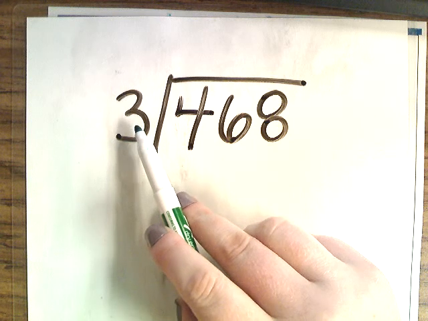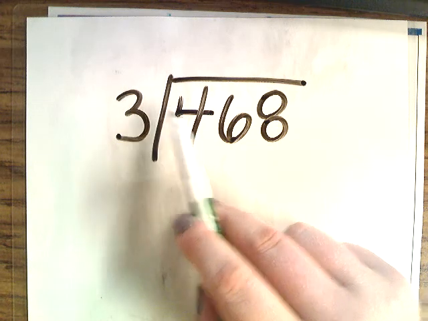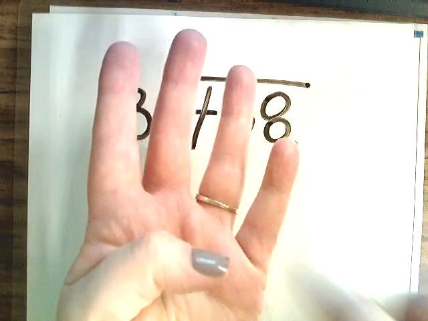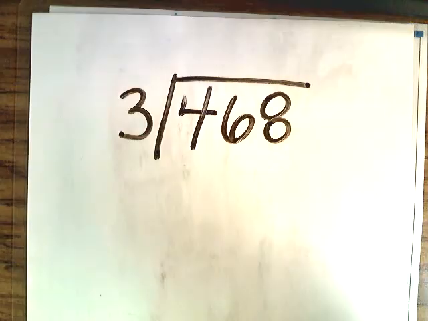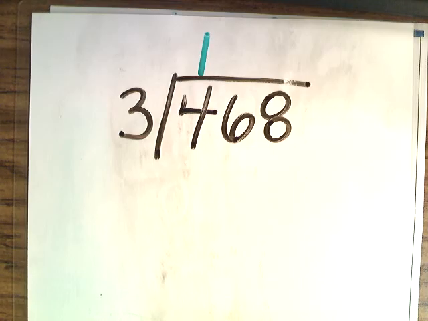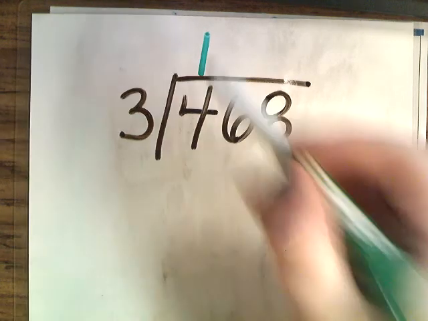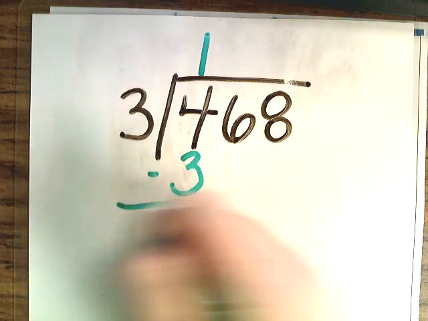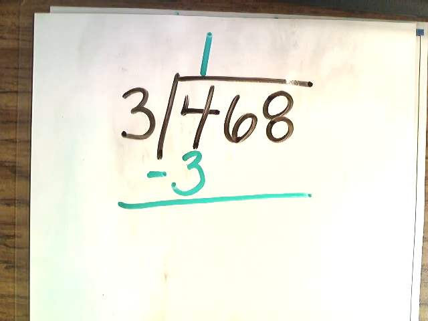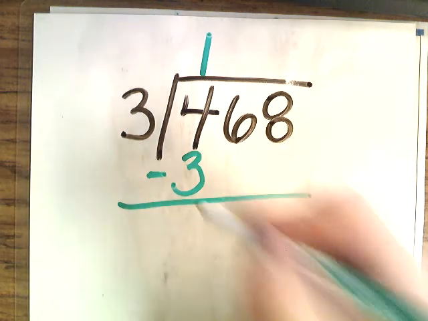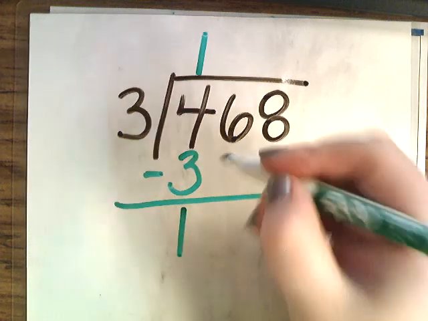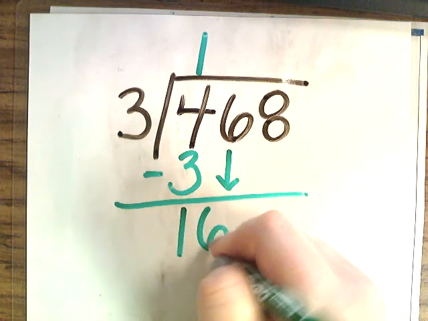Okay, we want to know, how many groups of 3 are there in 4? How many times can 3 fit into 4? So if I have the number 4, I see one group of 3, okay? So we're going to put a 1 up above that. So we've got 1, okay? 1 times 3 is 3, and we subtract, okay? 4 take away 3 is 1, and we bring down the 6, okay?